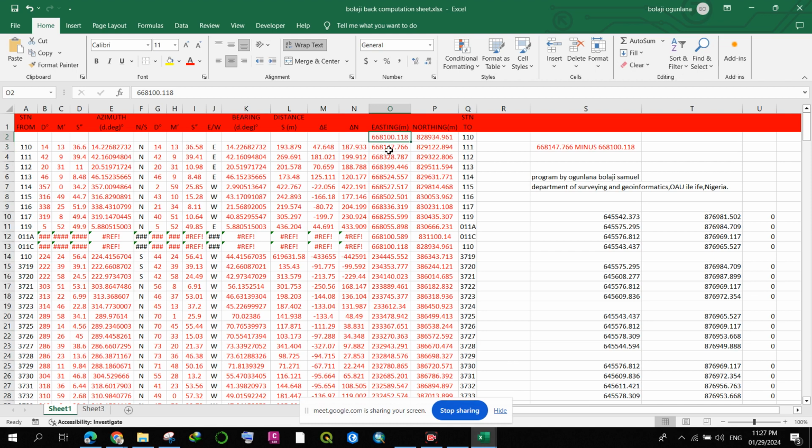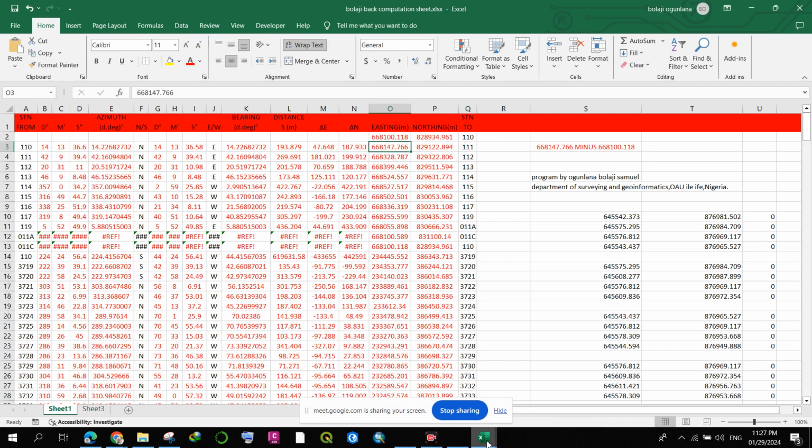Now to get this, you consider this sign. Is it positive or negative? If the value here is positive, it will be plus, but if it is negative, it will be minus for you to get this particular value.